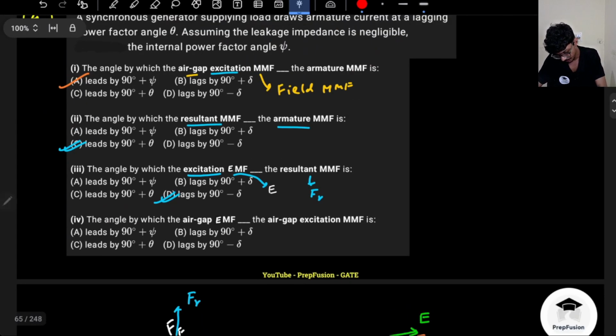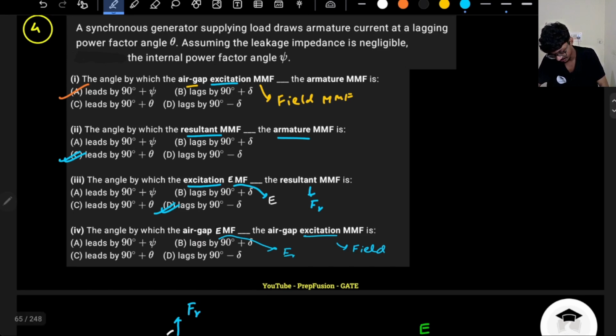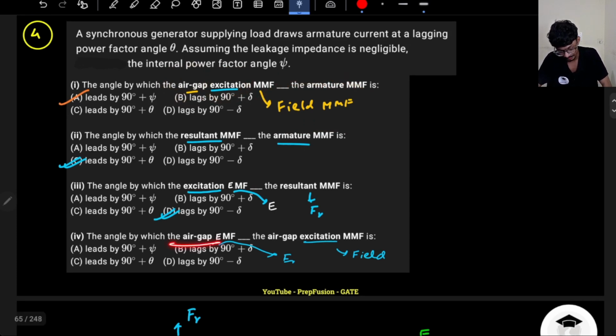So the angle between the air gap EMF and the air gap excitation MMF. Whenever this excitation term is given, that should be the hint that it is talking about the main field. And whenever just air gap is written, it is talking about the resultant. Previously I had told you wrong. If air gap is written with excitation, it is called the field MMF, and if just air gap is written, it is talking about the resultant EMF.